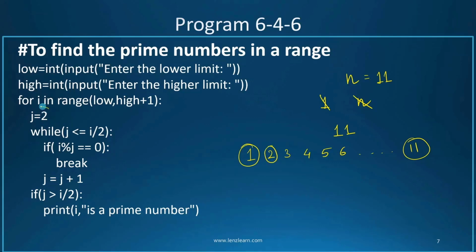That is why in the program you can see the value of j is initiated as 2. And starting from 2, until where you have to check? We are trying to find the factors of 11.